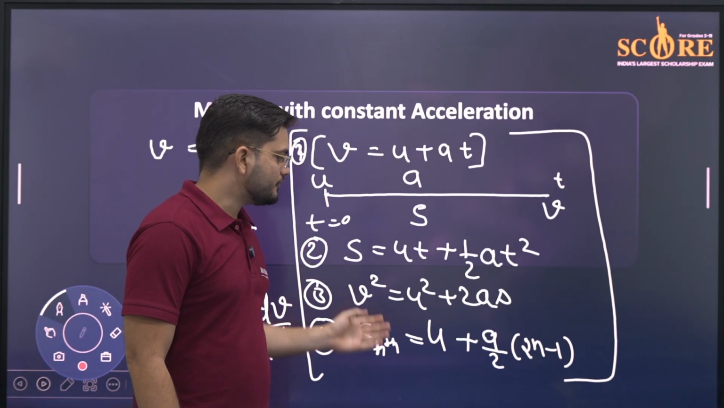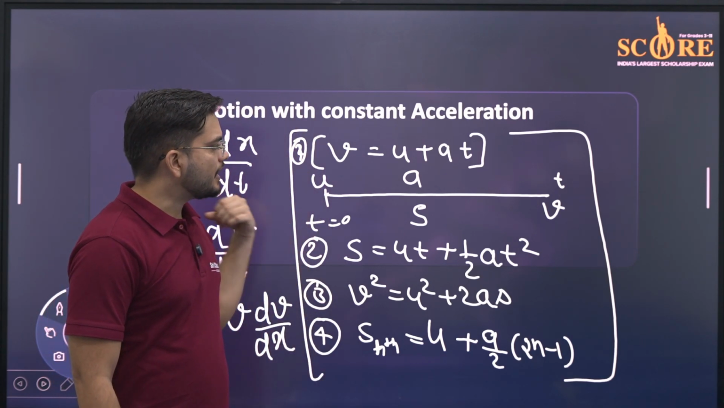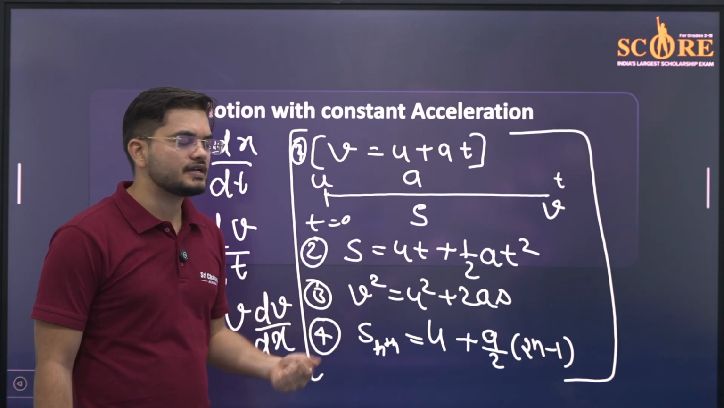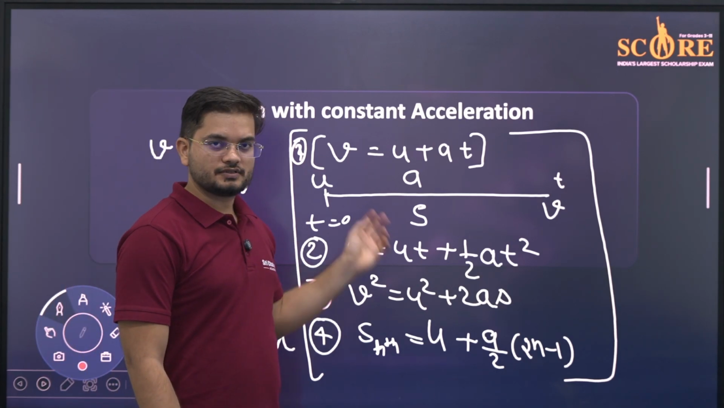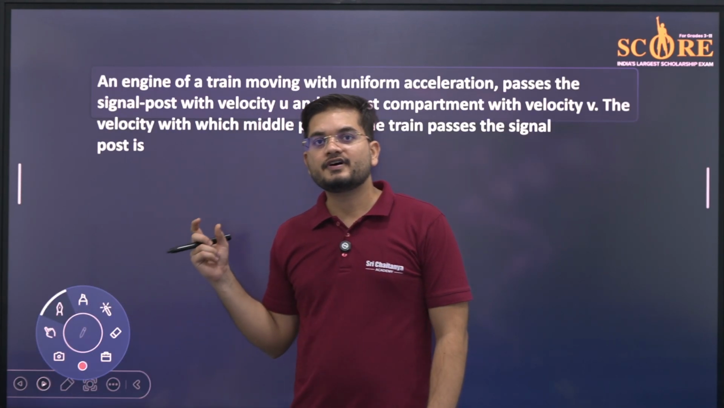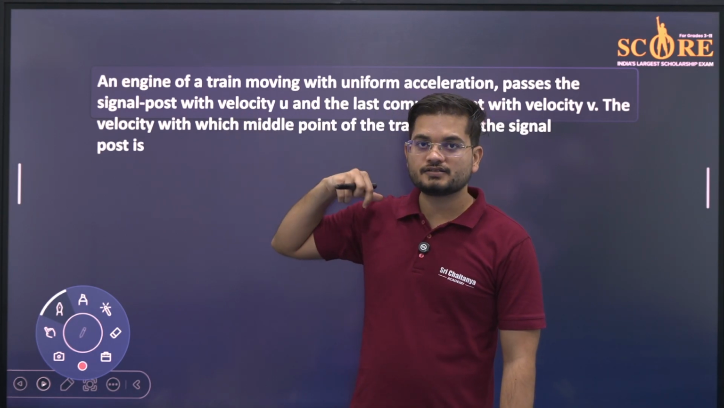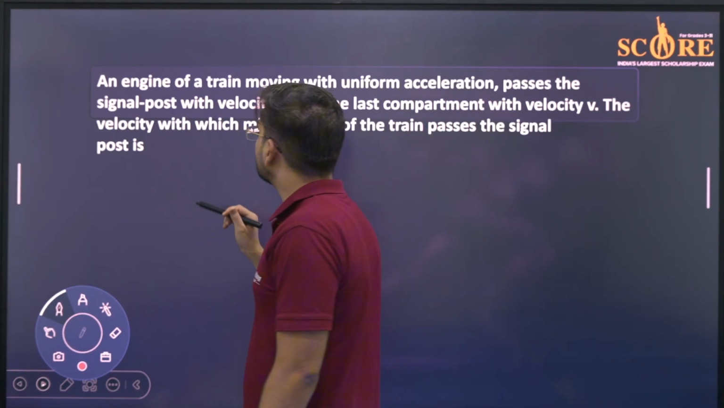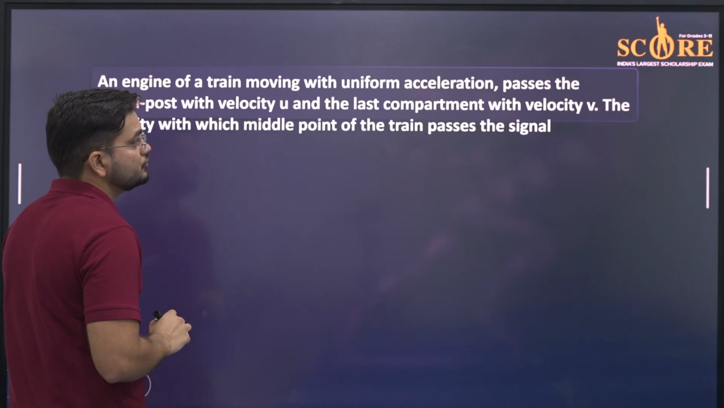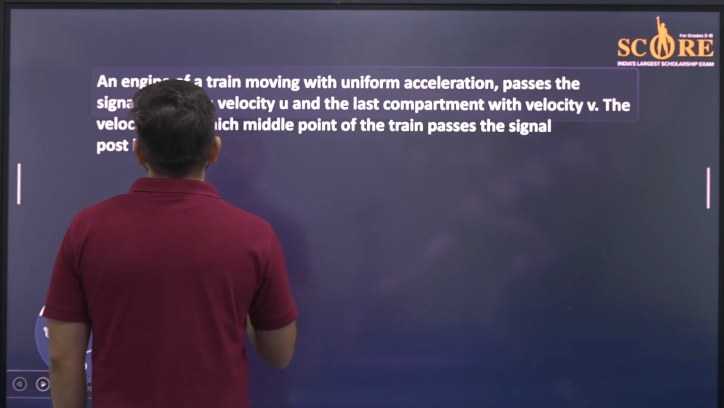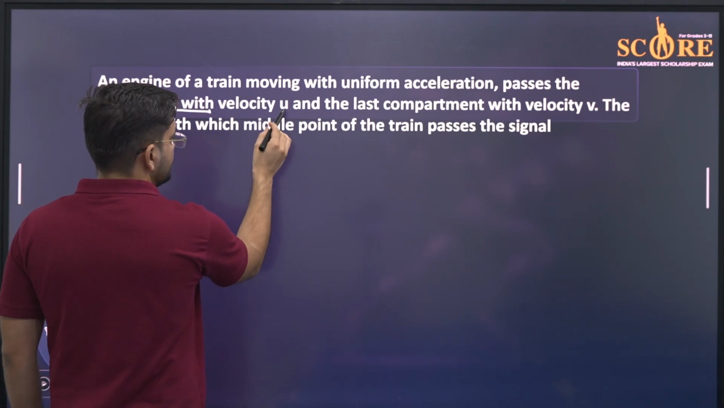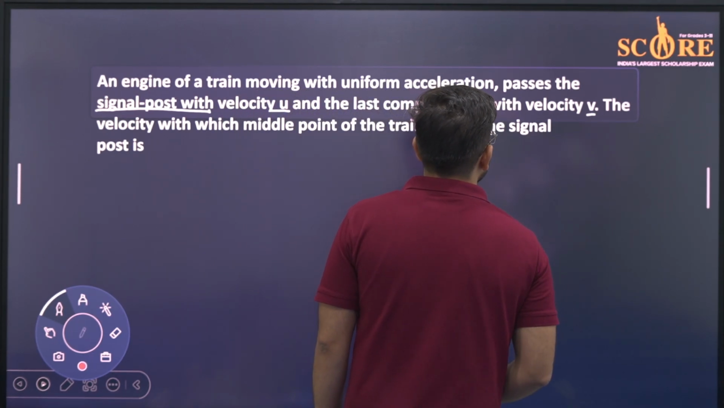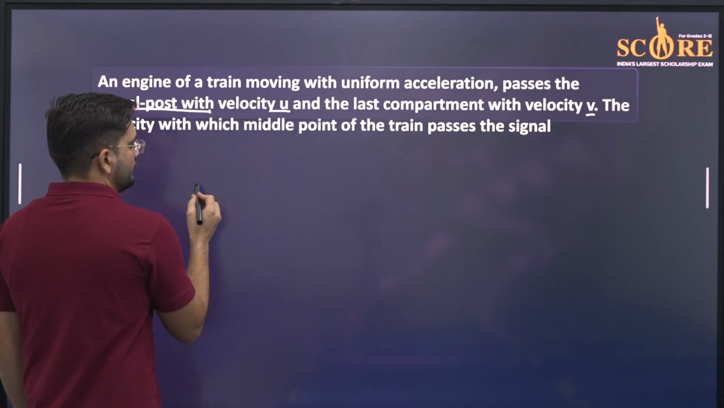By using these four equations, we can calculate v, u, a, s, average velocity, distance traveled. Clear? So the first application of motion with constant acceleration, or the problem of motion with constant acceleration. What is the problem? Engine of a train moving with uniform acceleration passes a signal post with velocity u and last compartment with velocity v. So what is the problem?